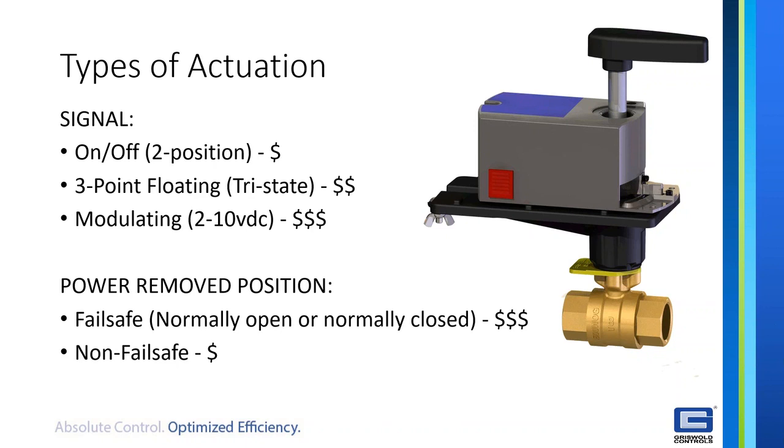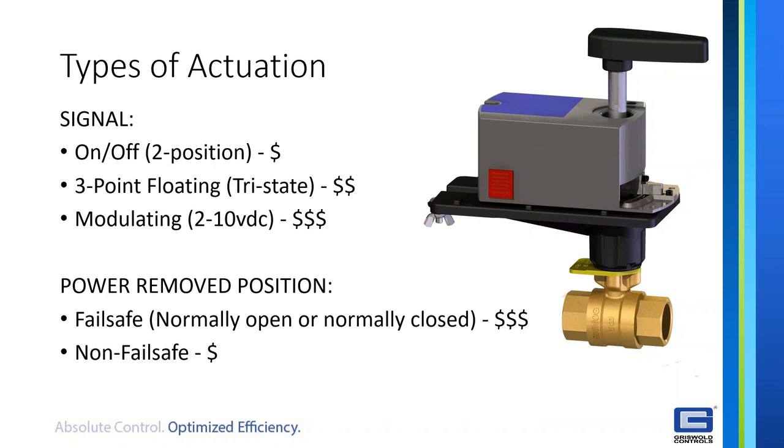The other type of actuation is the power remove position. This is when the power is lost to the valve, whether through a shutdown or a power or electricity loss. Does the valve stay in place or does it move to some position? In a fail-safe, it would move to either normally open or normally closed. So if power is removed and it's set for normally open, then the valve moves to open. If it's closed, then it moves to close.